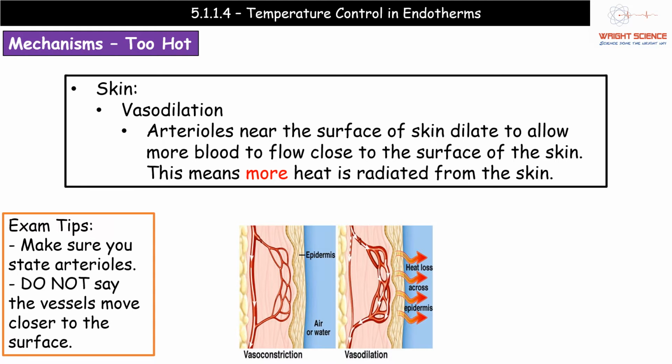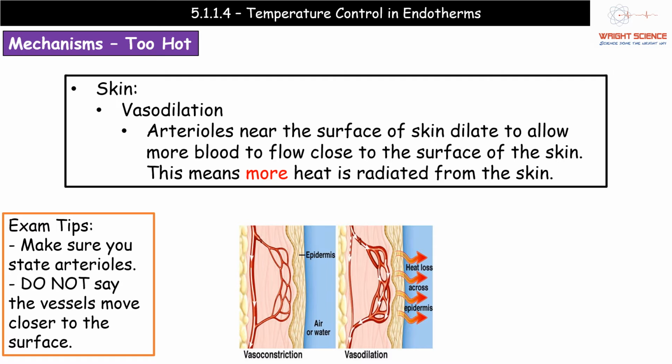Okay, let's delve into these different mechanisms that our endotherms are going to be utilising in order to avoid either overheating or getting too cold. We're going to start off with the mechanisms that are employed when the organism gets too hot. So the first region we're going to look at is the skin.